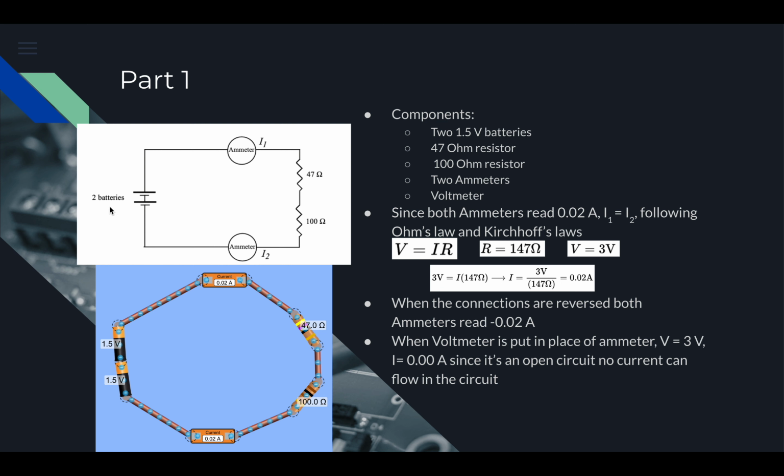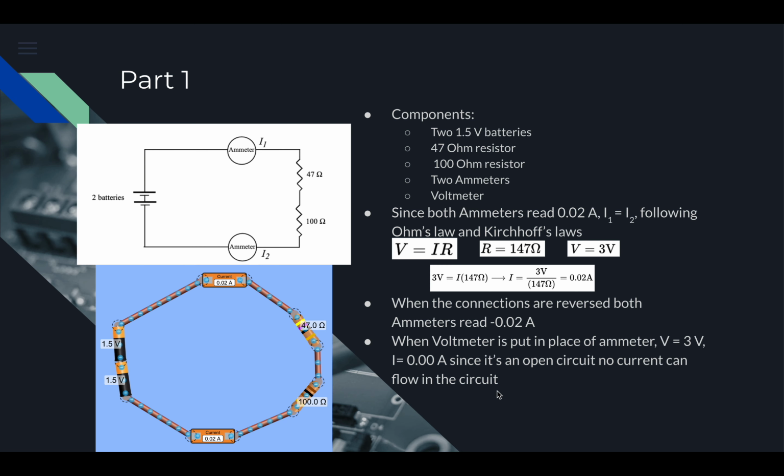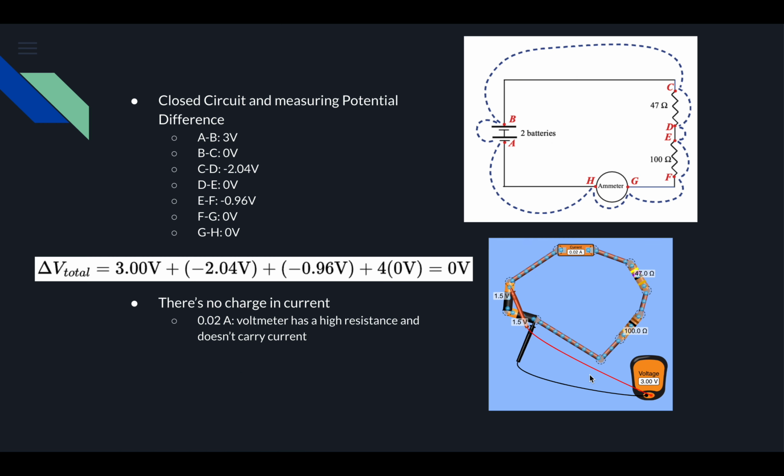So for part 1, we found that the current was 0.02 amps. We also calculated this using Ohm's law and Kirchhoff's laws. When the connections are reversed for both ammeters, both ammeters read negative 0.02 amps, which is to be expected. When the voltmeter is put in place of an ammeter, voltage is equal to 3 volts and current is equal to 0 amps. Since it's an open circuit, no current can flow in the circuit.